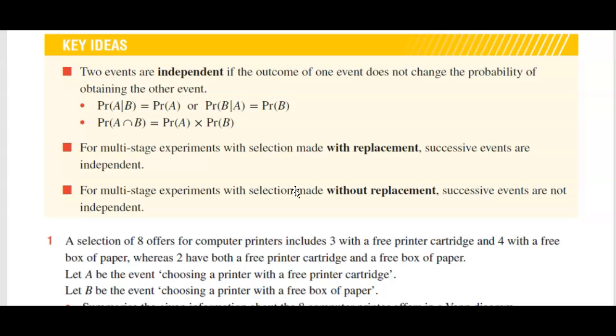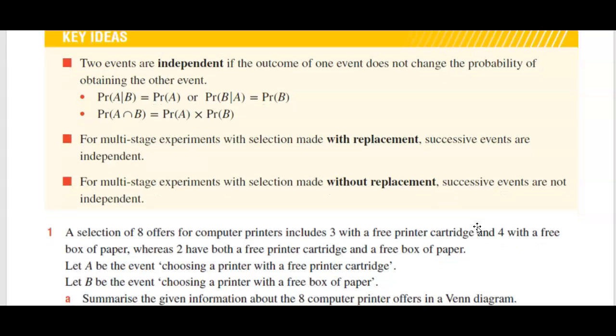I find independent events probably the most confusing of the topics in probability, and sometimes it's not easy to explain. But for these two points, just think you've got a bag of marbles. I take one out and I don't put it back in. So if I take another marble, the probability is going to be different, so they're not independent. But if I put that marble back, they're independent. So with replacement, independent. Without replacement, not independent.